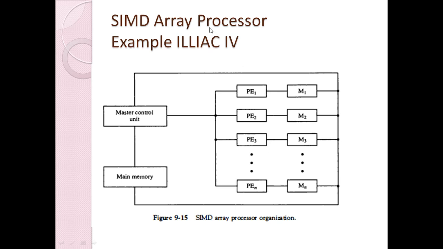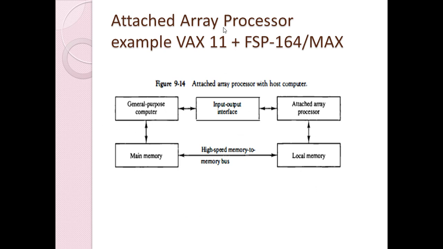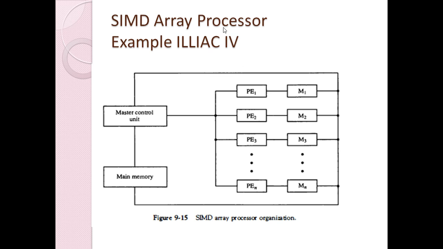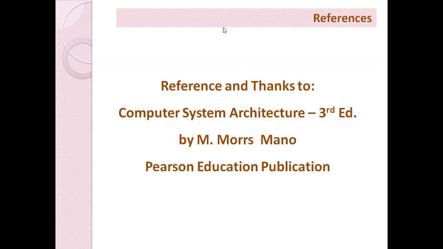When we say array processor, it means that it can work on vectors. Vector and single dimensional array are similar terms. Vector processing is done through array processor in these two ways, SIMD array processor and attached array processor, and also through pipelines. So pipelined vector processing we have studied in our previous video. Here is the array processing organization. These are the references.